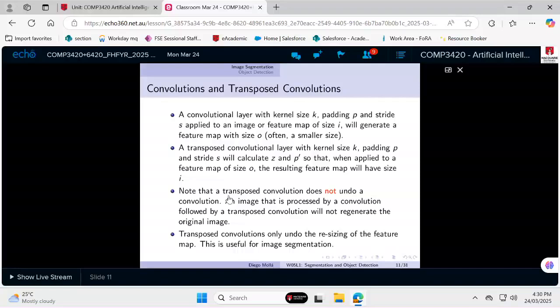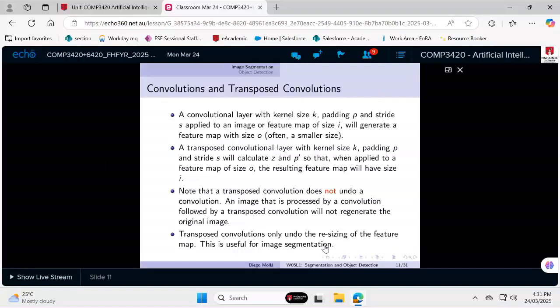So the output is not, as an analogy, like you have an image and you compress it, and then you uncompress it to get the same one again. We're not trying that here. When you uncompress, you get the same size, but not the same image, right? So they only undo the resizing of the feature map.